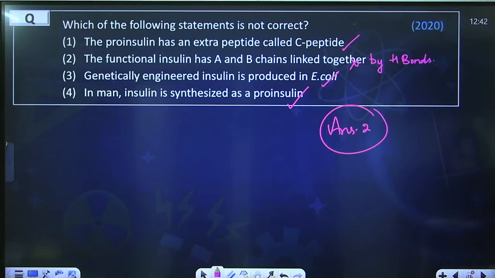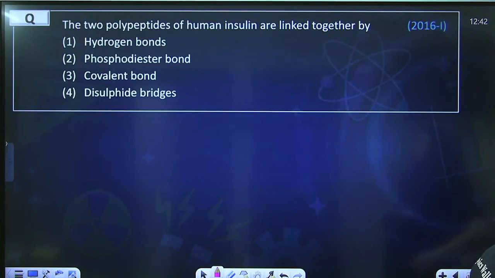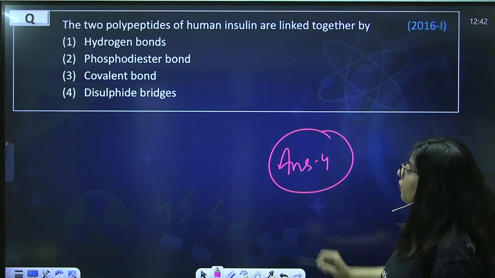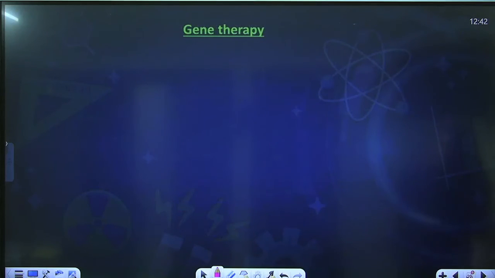Okay, all right. Next: the two polypeptides of human insulin are linked together by a very simple question. Which bond? Disulfide bridges or bonds? The answer is 4.